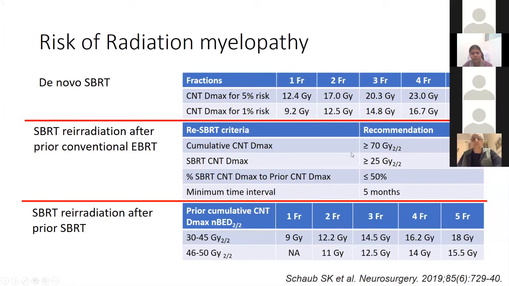I've already told before, a cumulative Dmax of critical normal tissues to be kept below 70, SBRT Dmax to be kept below 25, and the percentage of this to the prior Dmax should be less than 50%, with a minimum time interval of 5 months. For re-irradiation, we have to take into account the previous cumulative Dmax and normalize it. So that will also vary depending on the number of fractions used. If you're not able to meet this for a single fraction, then it is advised that you fractionate.